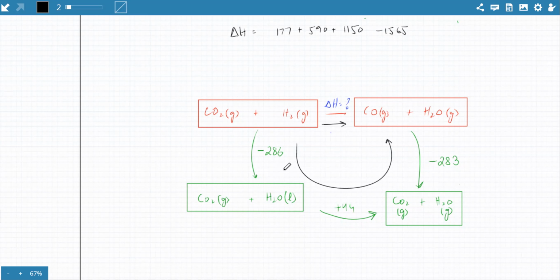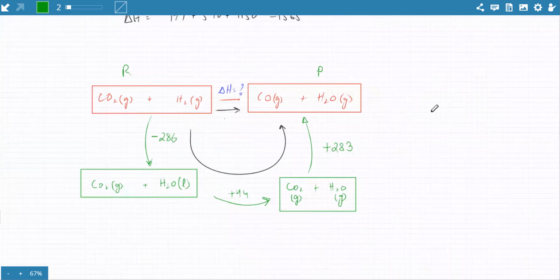There's one arrow which is going in the wrong direction, and that is this one. You go from carbon dioxide to carbon, this part. Then from this you go to this part, and then from here you go to the products, right? So this arrow's direction needs to be changed. So it would become plus 283. Is that clear? We're going to change the direction because we want to go from the reactants to the products.